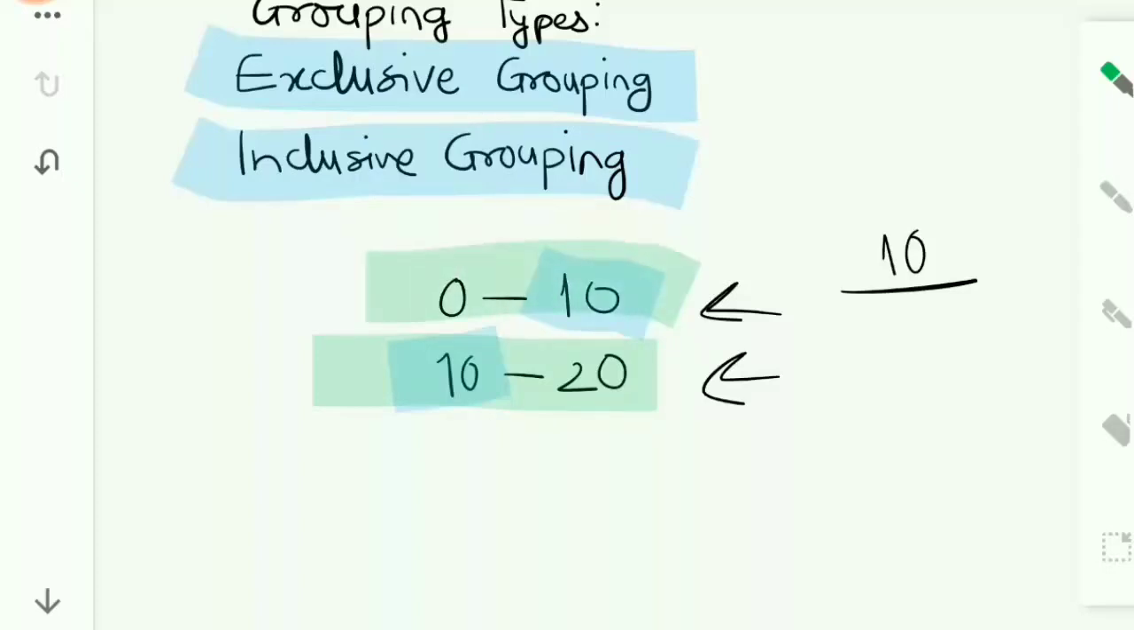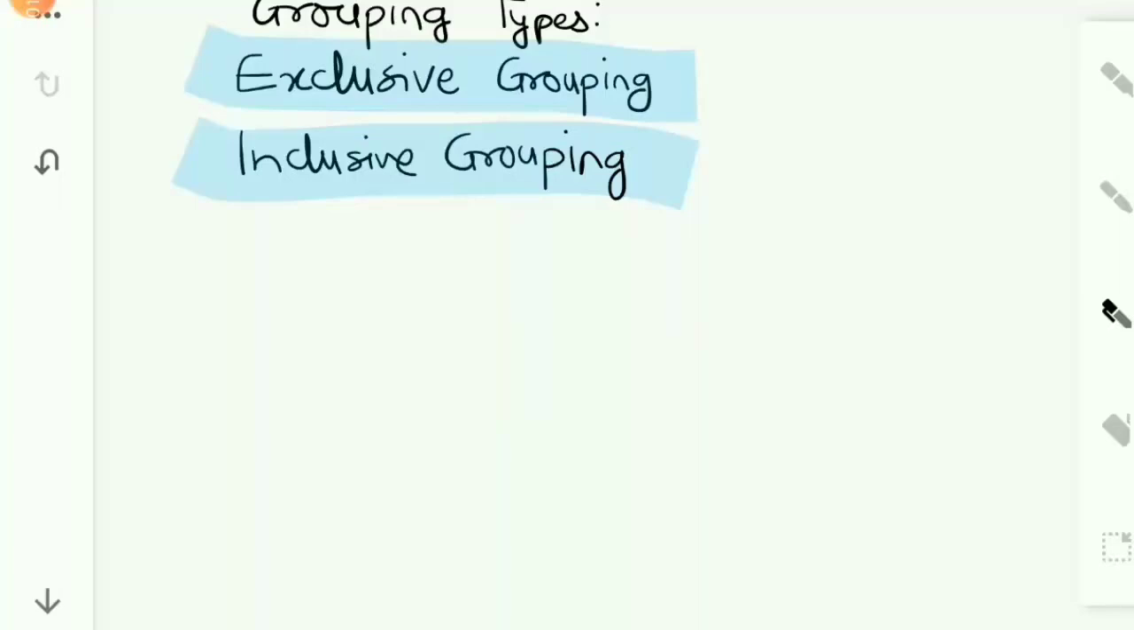Where 10 is a lower limit, there it will be included. Where 10 is written as an upper limit, there 10 will not be included. That's why such grouping is called exclusive grouping. Whenever you see the upper limit of one class repeated as the lower limit of the next class, it is called exclusive grouping.